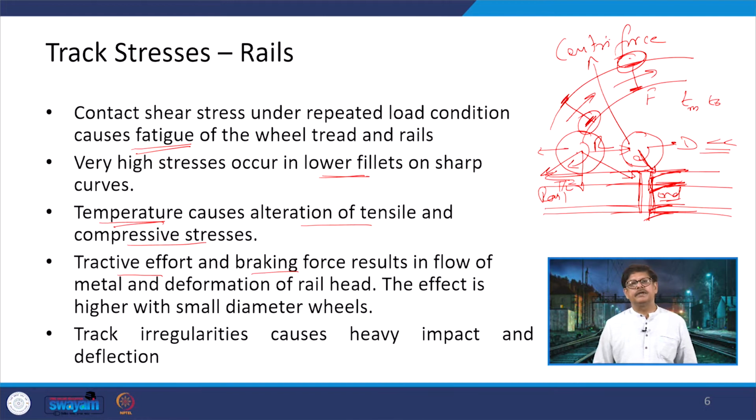Then track irregularities also cause heavy impact and deflection, because if the track is uneven, it means the rail level goes in this form because the irregularities are there at the formation level. So, this is the formation and this is the rail level, then in that case also there will be stresses.